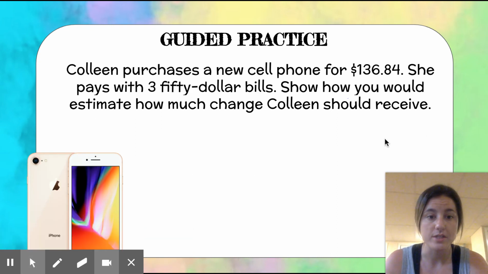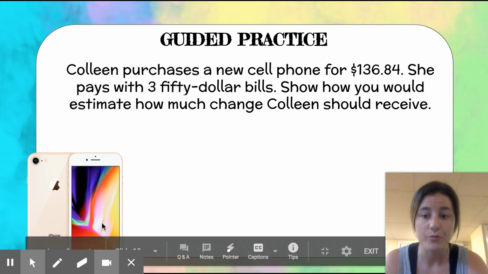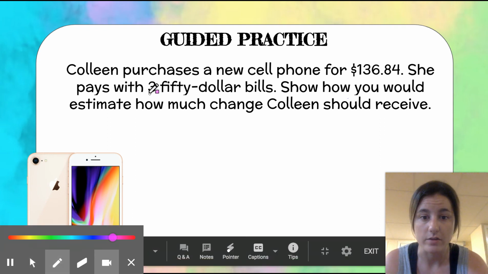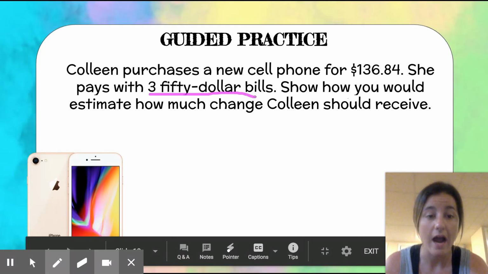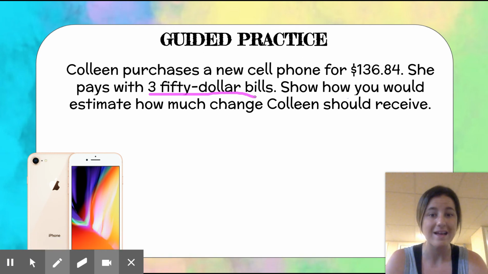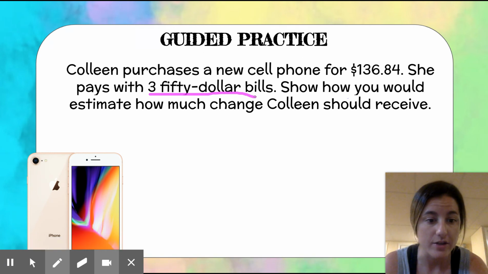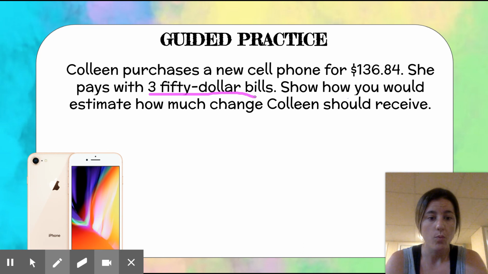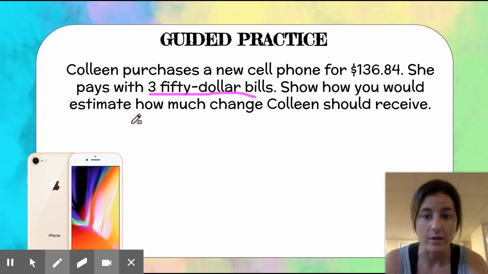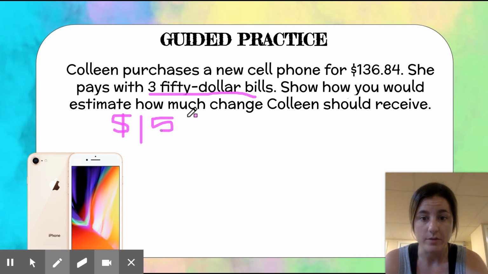Colleen purchases a new cell phone for $136.84. She pays with three $50 bills. How would you estimate how much change Colleen should receive? Well, three $50 bills. 50 and 50 is 100, plus another 50 is $150. So three $50 bills is $150.